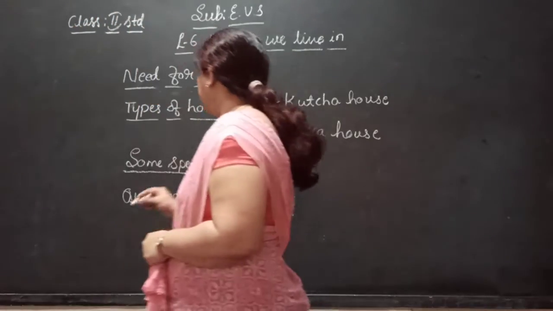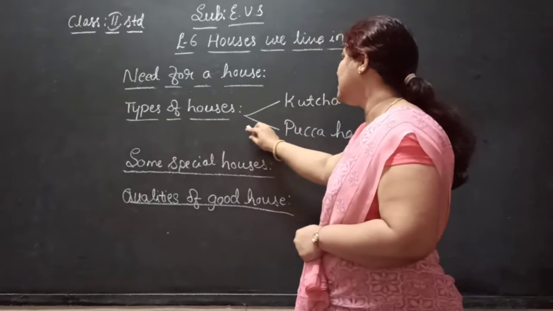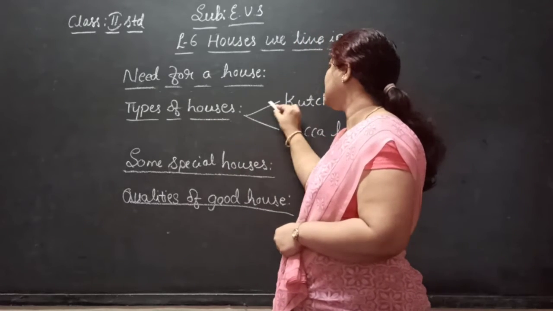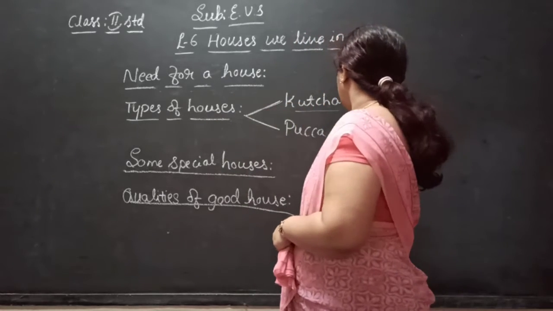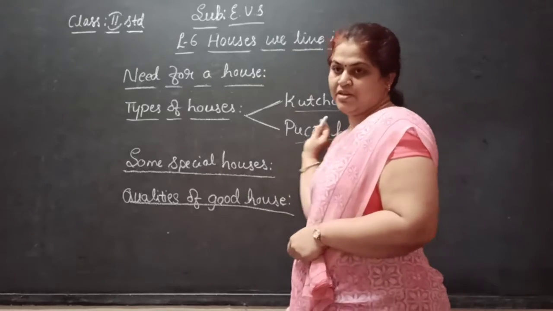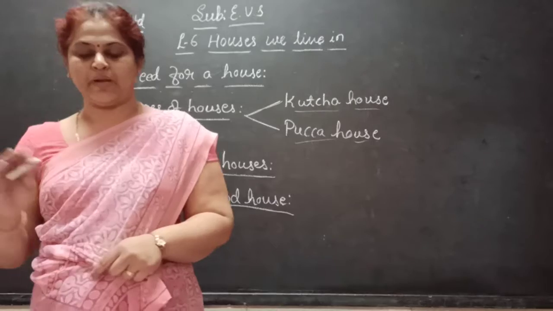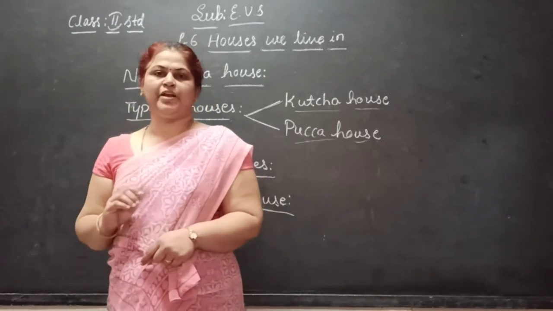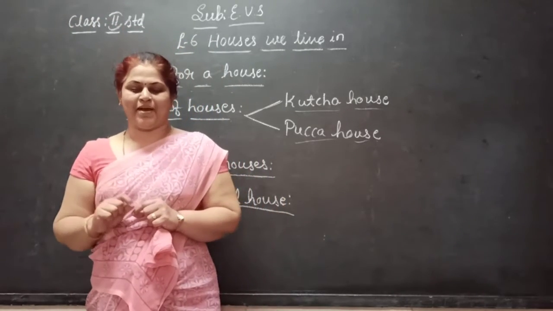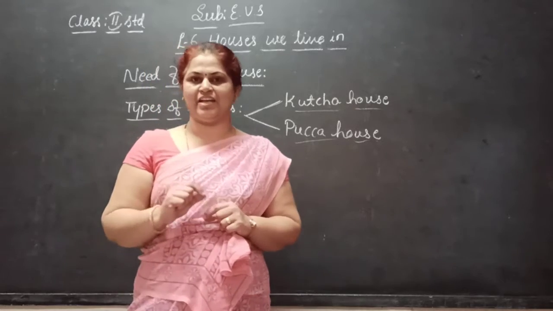Next is types of houses. Here there are two types of houses. One is kacha house, another one is pakka house. So what does kacha house mean? Kacha houses are temporary houses. They are all made up of mud, bamboo, straw and dry leaves.